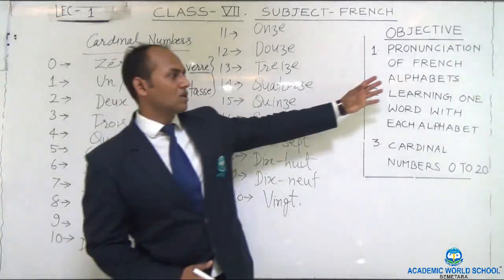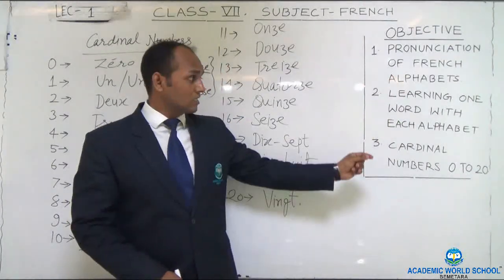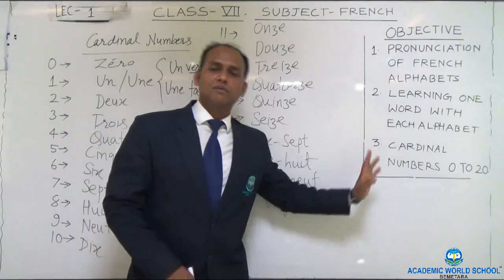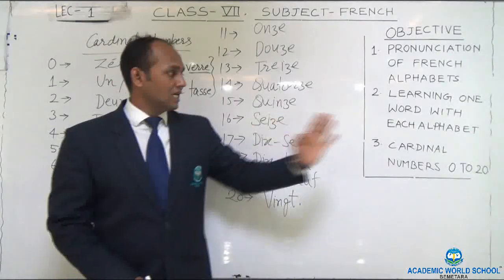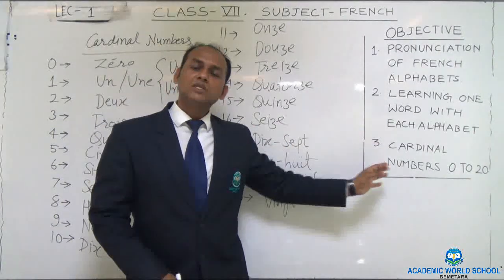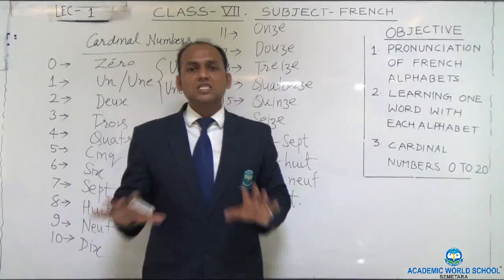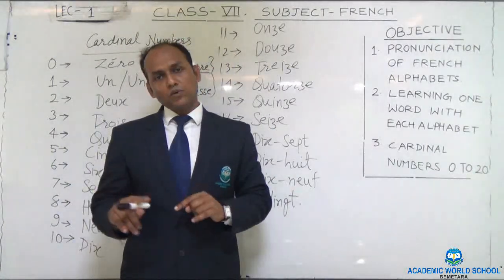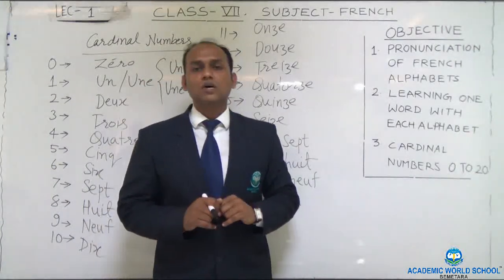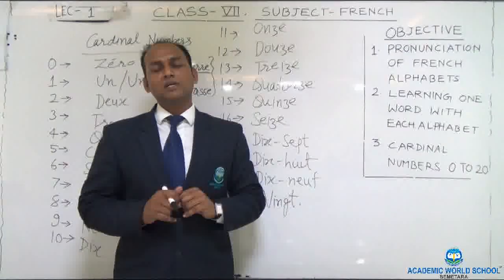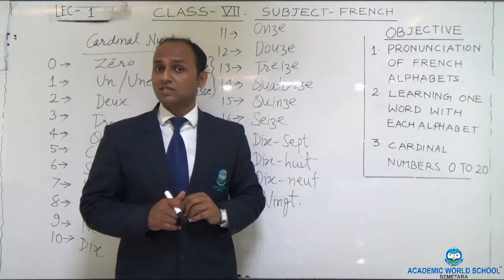We have learnt or revised pronunciation of French alphabets. Second, learning one word with each alphabet from A to Z. And then we learned counting cardinal numbers 0 to 20. Based on this teaching session, there shall be a few assignments uploaded in your ERP. You will have to download those assignments and work out the exercises. That shall be checked. So mind it, do it. Thank you very much.